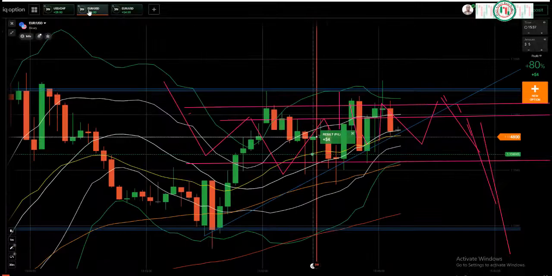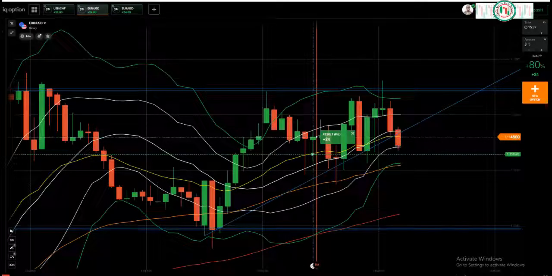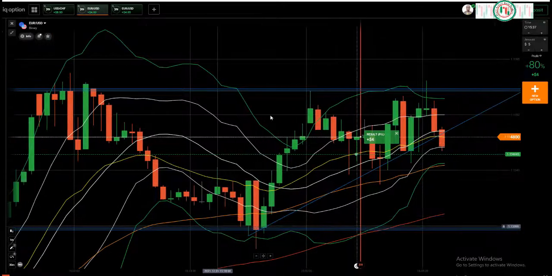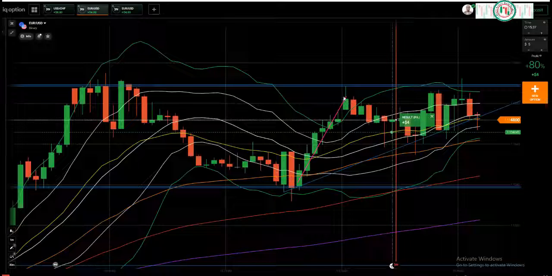Then the next trade, you see here, from this level I placed my call option. Why did I place my call option? After this bullish momentum, you see red, green, red, green, red. So you should expect a green candle. That's why I know definitely this candle must be green, and it didn't break this level.